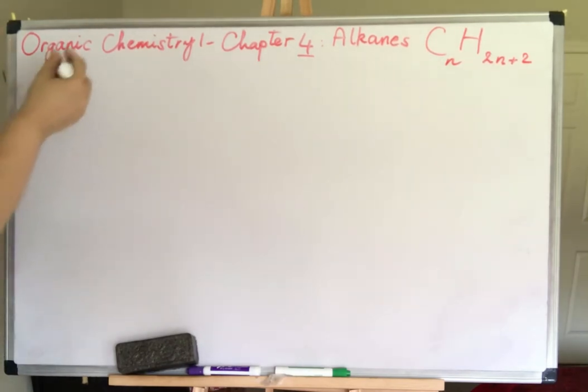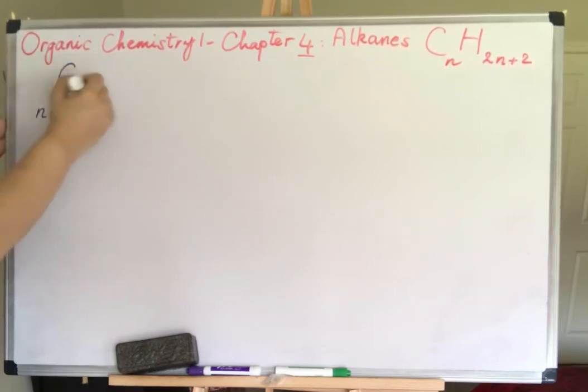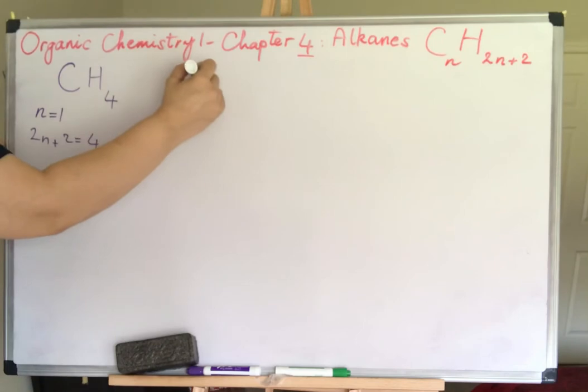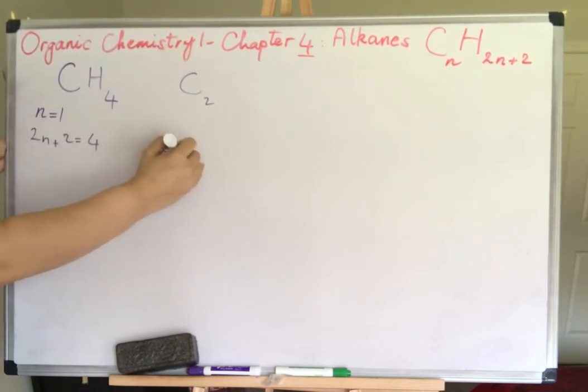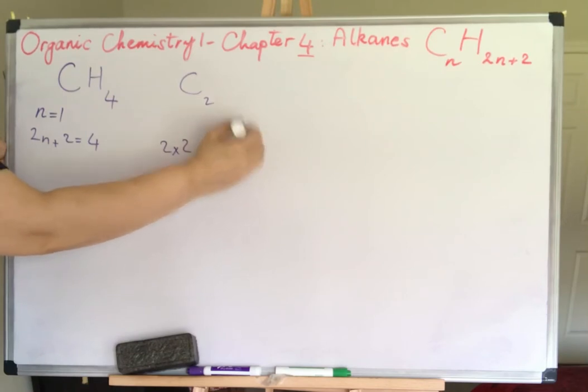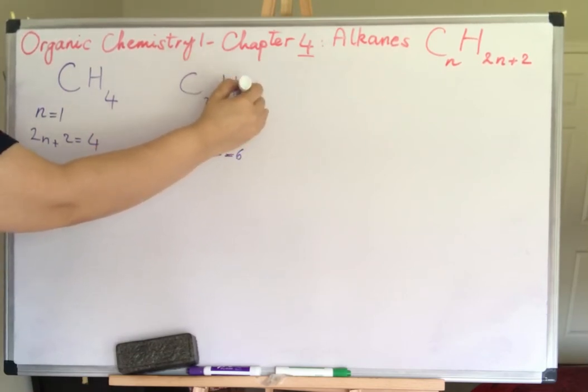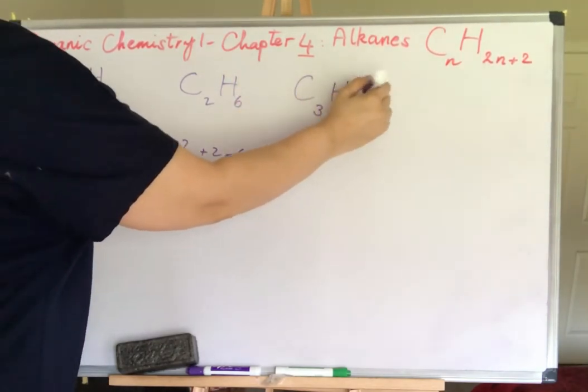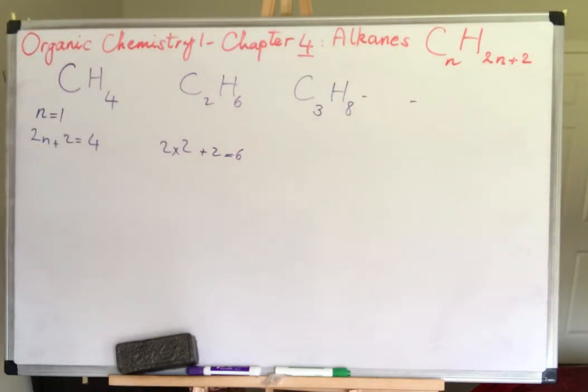This is the formula that you should never forget from now on, if you didn't know it before. So, if we have one carbon, N is 1, so how many hydrogens would you expect to have? 2, and plus 2 is 4. So the first hydrocarbon will be CH4. If you have 2 carbons, 2 times 2 plus 2 is 6. So the second alkane is C2H6. The third one, C3H8, and so on, C4H10, C5H12, and so on.